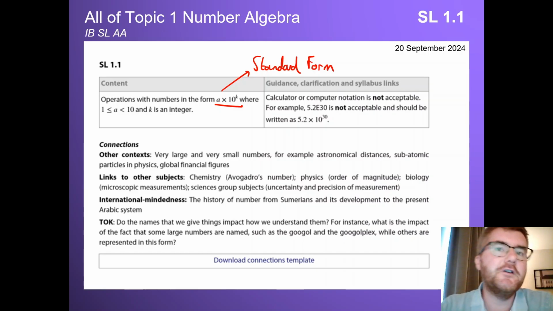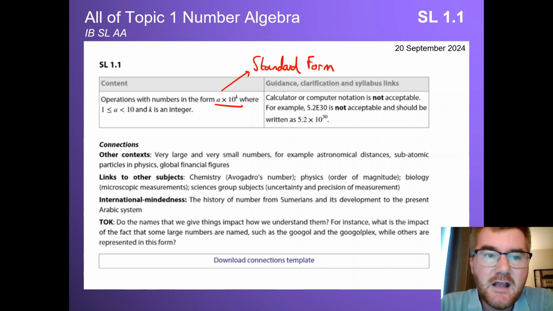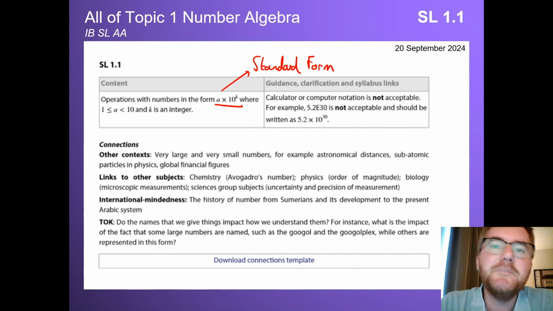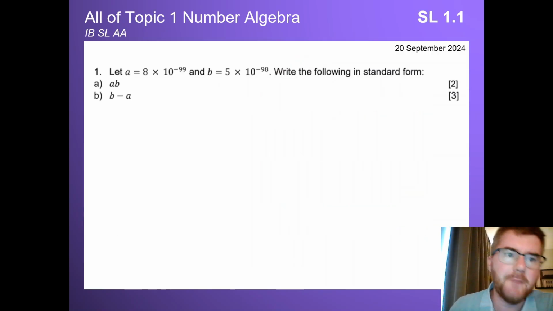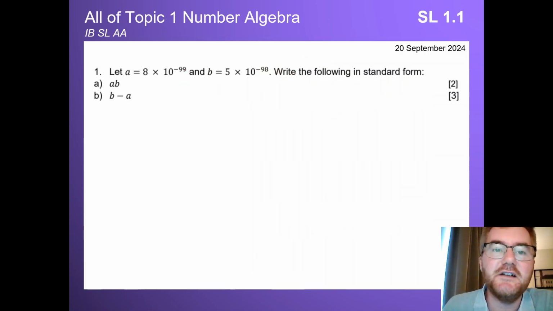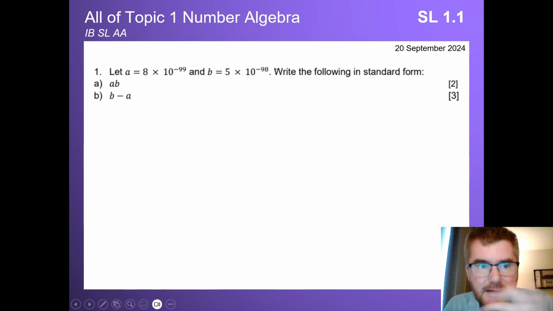Generally today I'll focus on non-calculator questions, but there is something on compound interest a bit later which you'll need a calculator for. So what kind of IB style question comes up based on this topic? Here's question 1. We've got a is equal to 8 times 10 to the power of minus 99, b is equal to 5 times 10 to the power of minus 98, and you need to write the following in standard form. Notice this is exactly in the IB format.